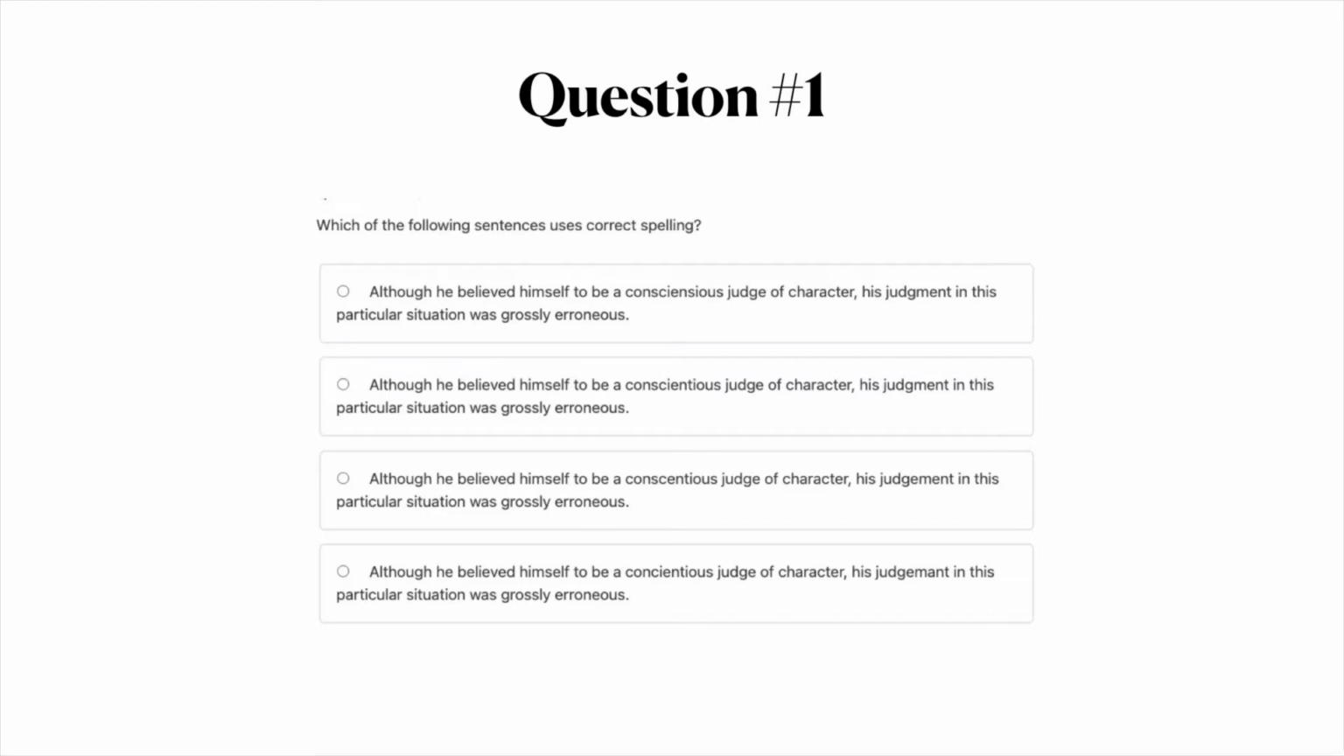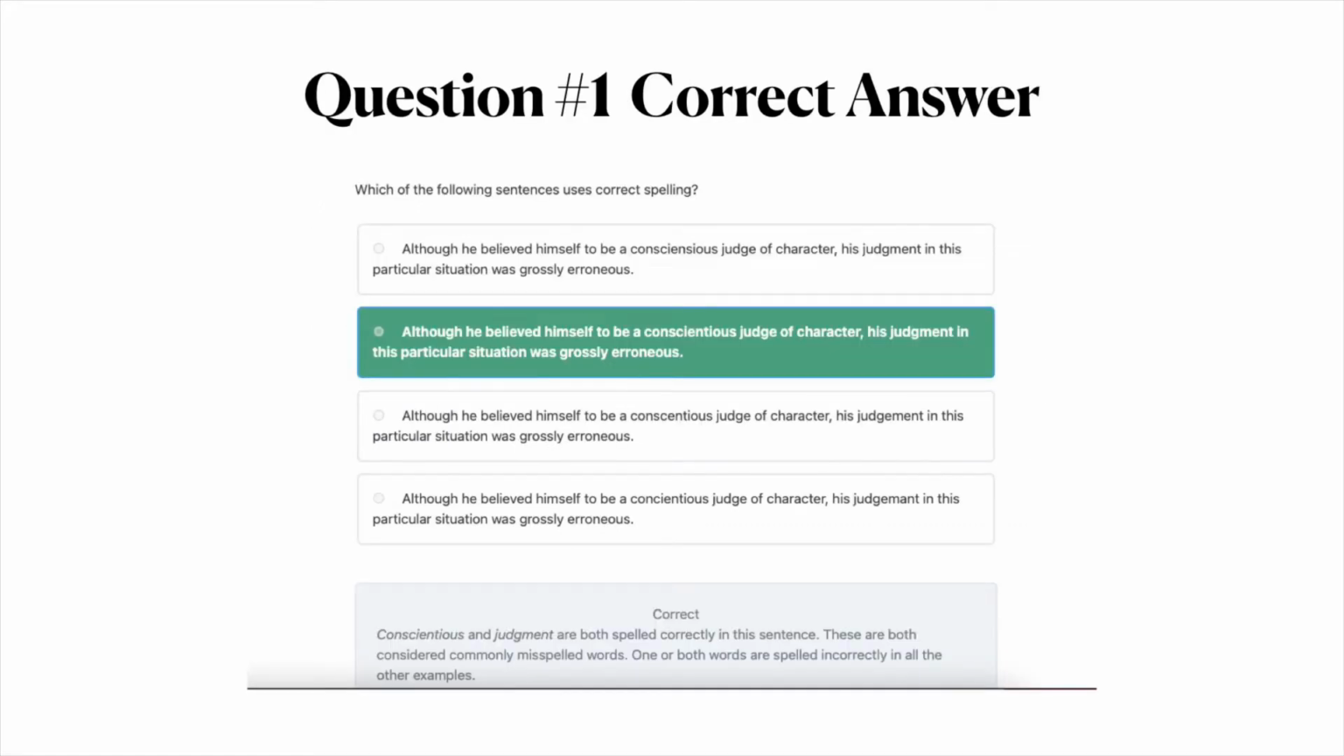So the answer to question number 1 is B. The reason that B is correct is because conscientious and judgment are both spelled correctly in this sentence. These are both considered commonly misspelled words. One or both words are spelled incorrectly in all the other examples. Let's move on to question number 2.